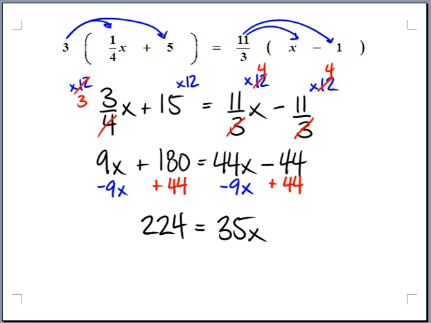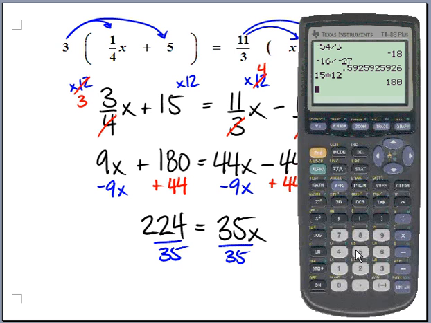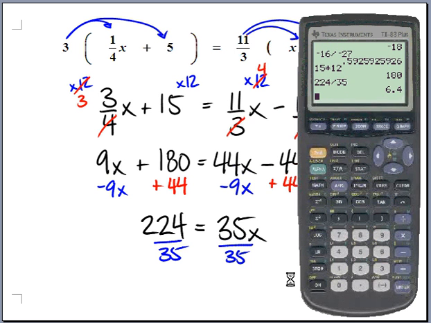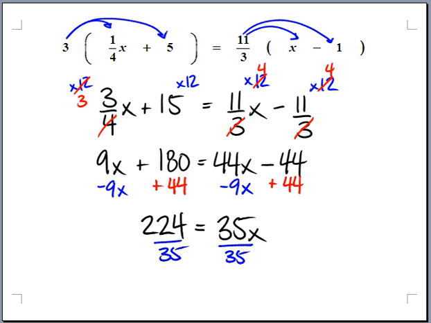And now we can divide both sides by 35. Grab our calculators, 224 divided by 35. Looks like 6.4. Final answer.